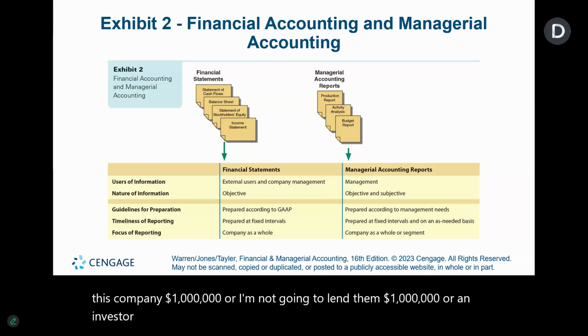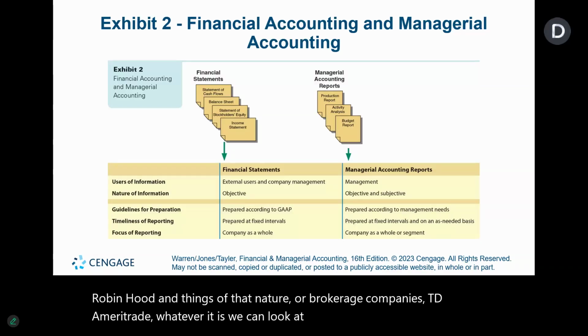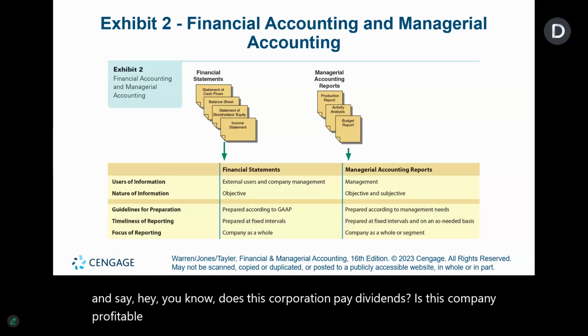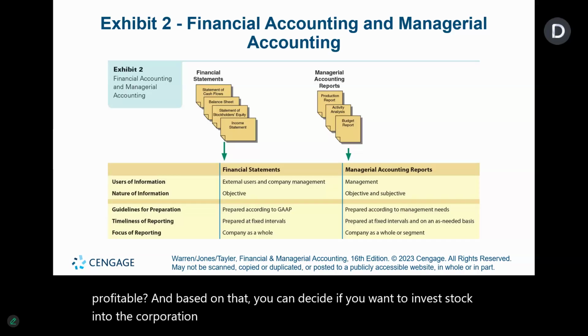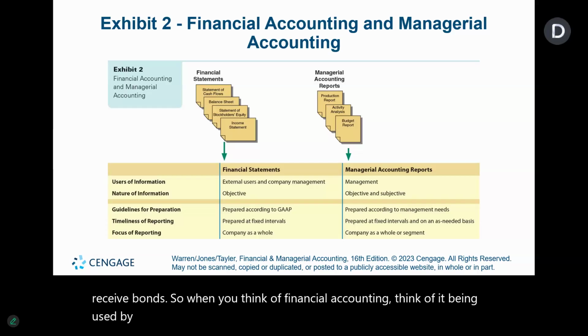Or an investor. We have the privilege, the opportunity, with apps like Robinhood and brokerage companies, TD Ameritrade, whatever it is, to look at the financial statements and assess: does this corporation pay dividends? Is this company profitable? Based on that, you can decide if you want to invest in stock in the corporation, or lend money to the corporation and receive bonds. So when you think of financial accounting, think of it being used by external users.